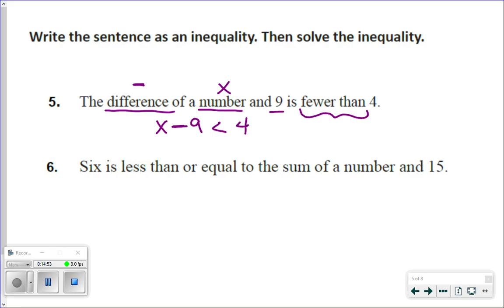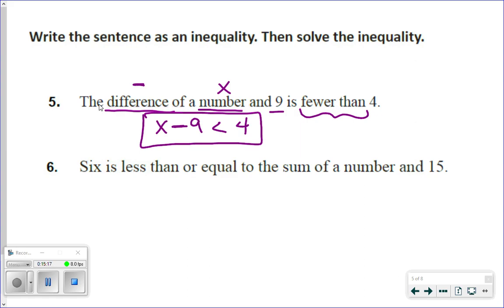And it said write the sentence, then solve. So this would be answer number 1. Answer number 1 would be writing that inequality properly. Okay, so that states exactly the same thing as the English sentence said. It's the difference of a number and 9 is fewer than 4. Okay, and then step 2, or the second part of this problem, is to actually solve that.